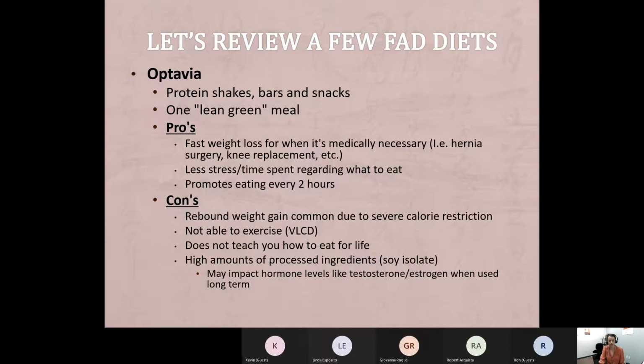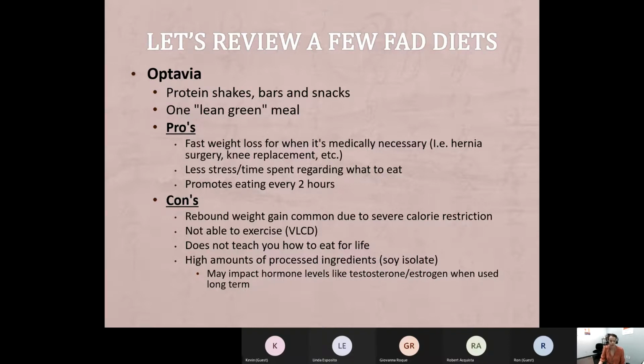Some of the pros of these fad diets are I don't have to think about what I'm eating. I just have to grab a bar or I just have to grab a shake. And I do like that Optavia promotes eating every 2 hours because that is helpful for your metabolism, but it doesn't involve eating real food. It's eating bars. Rebound weight gain is extremely common because this program, I think, is only like 1,000 calories a day.